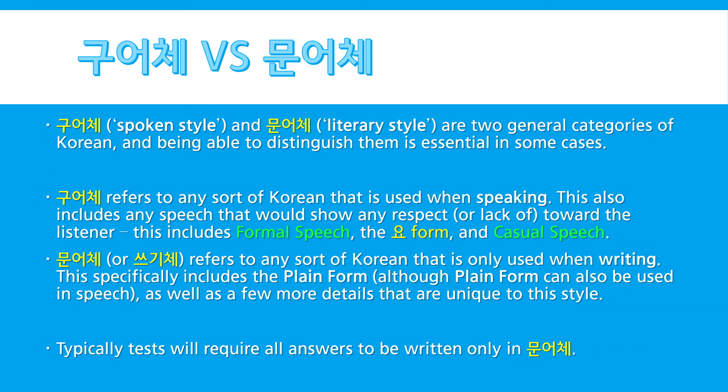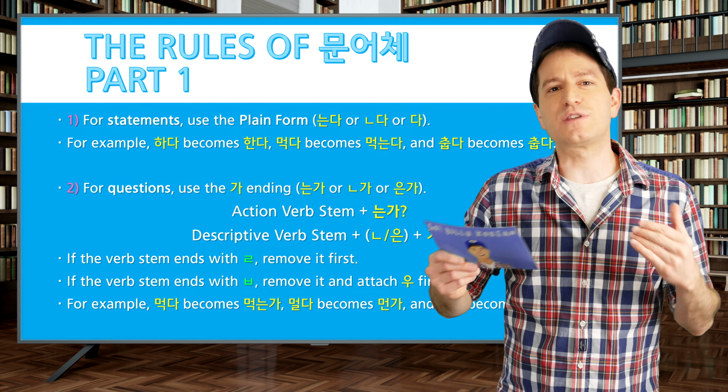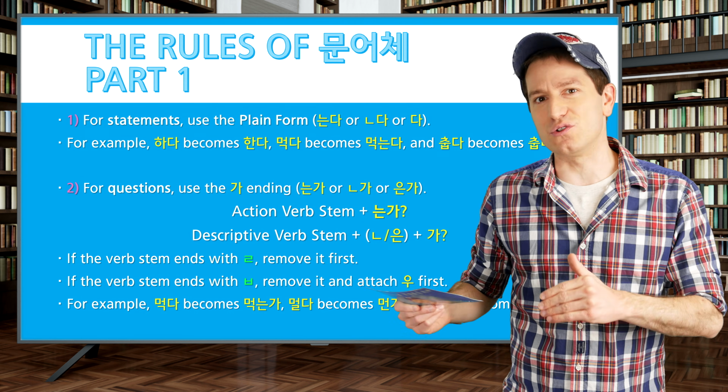문어체, however, also known as 쓰기체, refers to any sort of Korean that is only used when writing. And this specifically includes the plain form, although plain form can also be used when speaking, as well as a few more details that are unique to this style. So it's actually a different style of writing, and typically tests will require all answers to be written only using 문어체. So in order to take a Korean test, you'll actually have to learn some special rules for using 문어체, and that's what we're going to talk about in the next several slides.